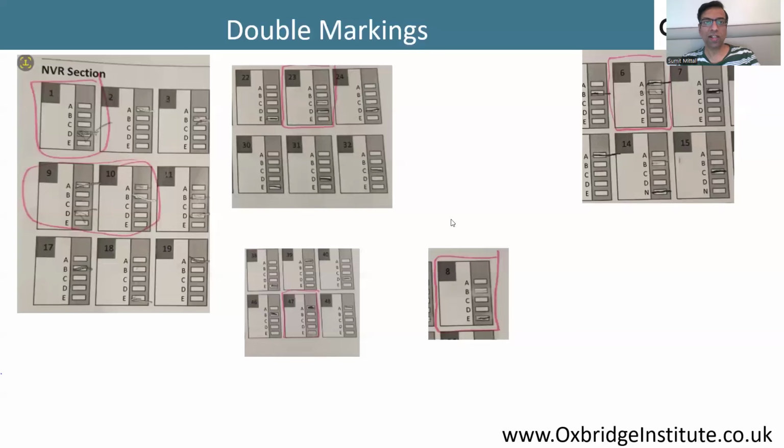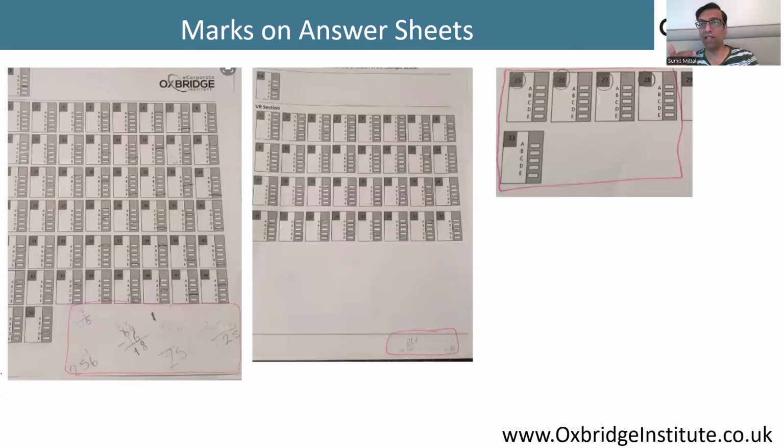Okay, let's go to the next issue: marks on the answer sheet. The OMR answer sheets, where you need to record your answers, are going to go into an OMR reader. And it is very important that there should be no extra marks on the answer sheet except what is expected. In most cases, you will have a place for your name and a place for your answers. So there should be no other extra rough work on the answer sheet.